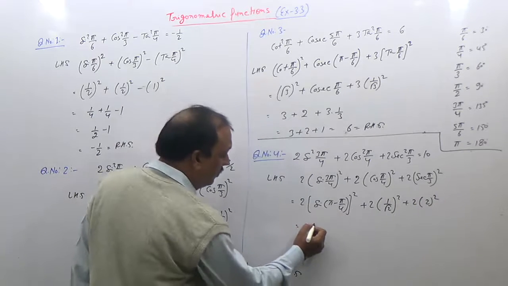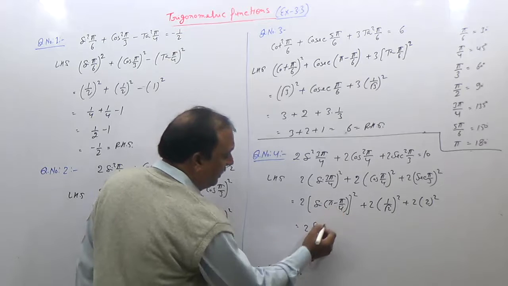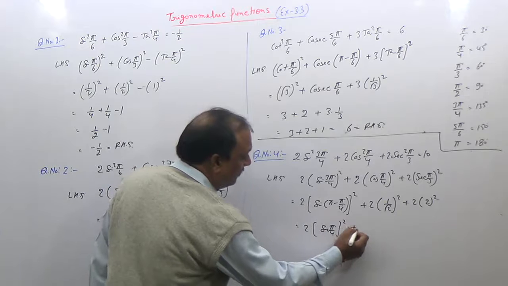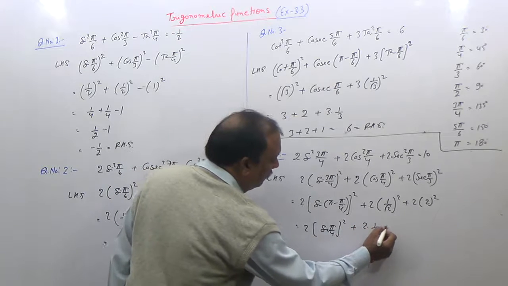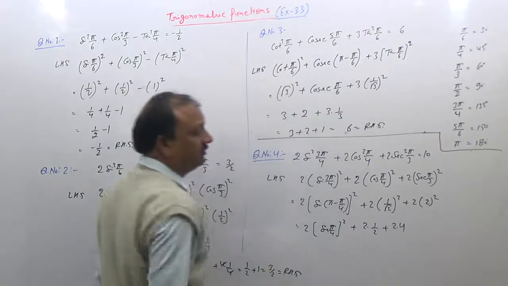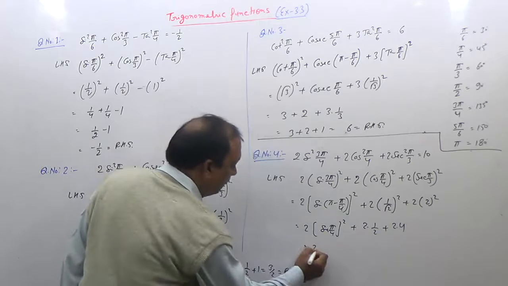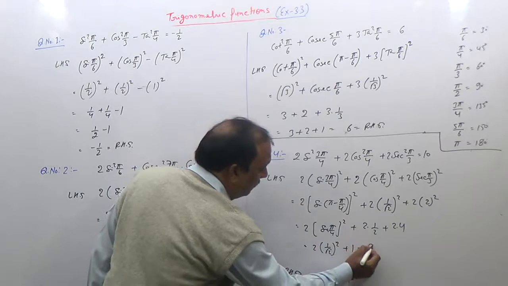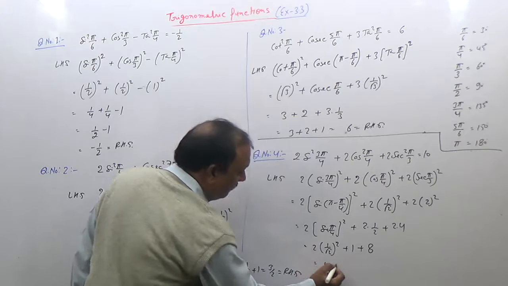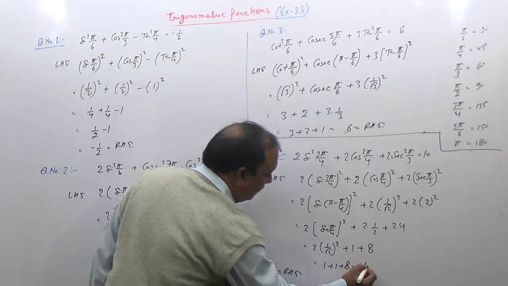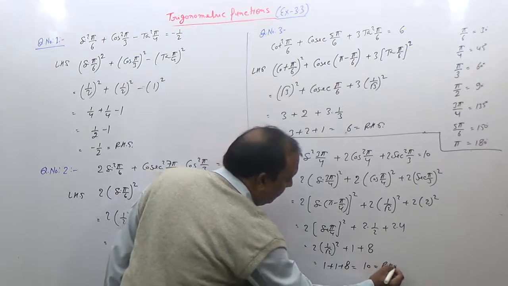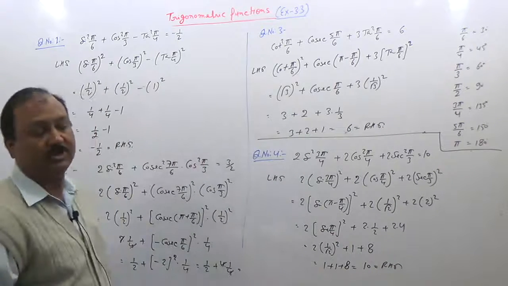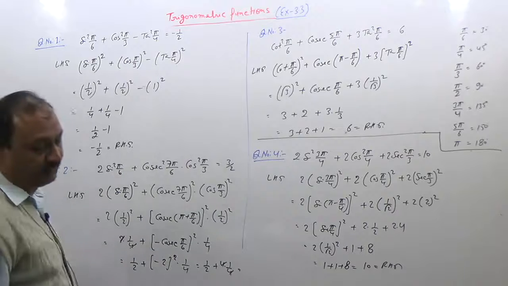Now, 2 sin 180 minus theta is sin theta, whole square, plus 2 into 1 by 2, or 2 into 4. That is 2 sin 45, 1 by 2 square, plus 1, or plus 8. So 1 plus 1 plus 8 is equal to 10. This is the right hand side. So this is the solution of question number 4.